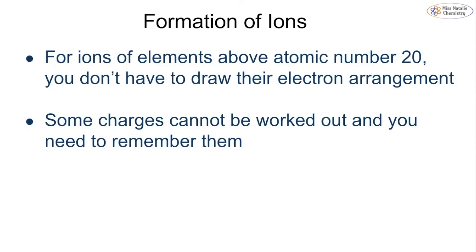Now for ions of elements that are above atomic number 20, so remember atomic number 20 is calcium, for other ions, there sometimes may be issues with you figuring out their charge because you don't actually have to know their electronic arrangement. The electronic configuration for GCSE is only up to 20. So for some substances like iron or copper or silver, you are not told those. You don't need to know those, you will be told them.